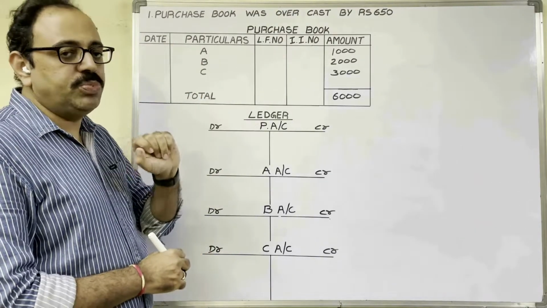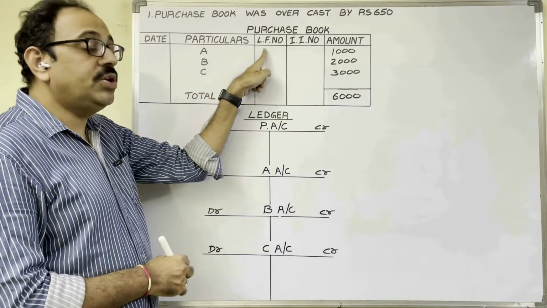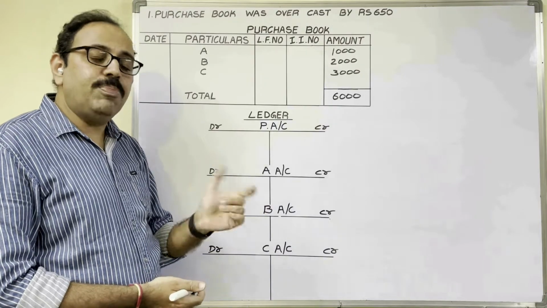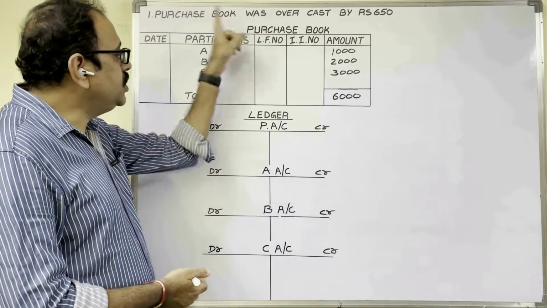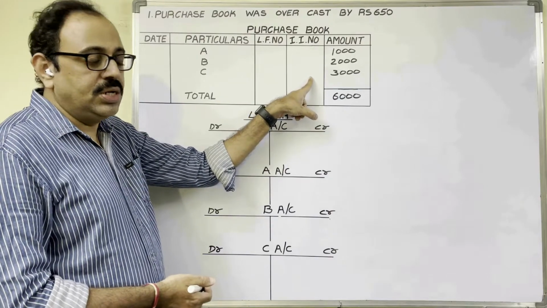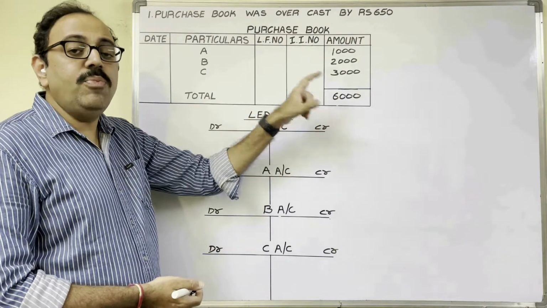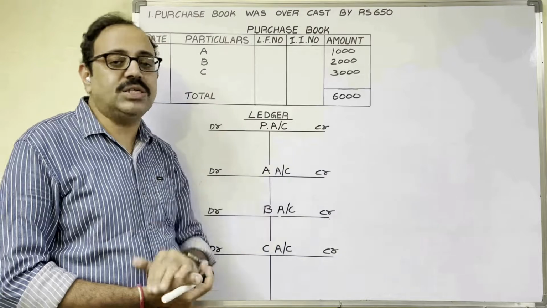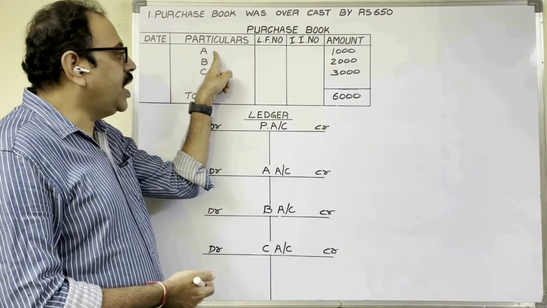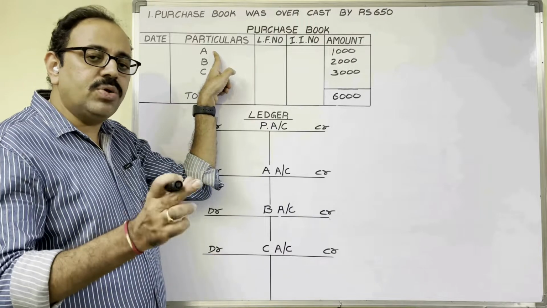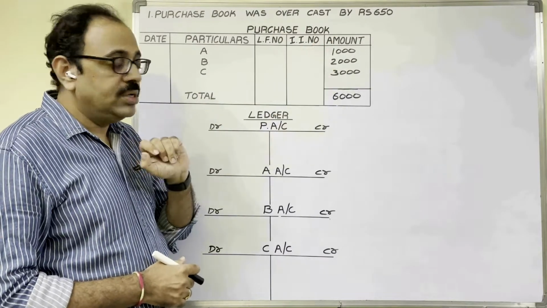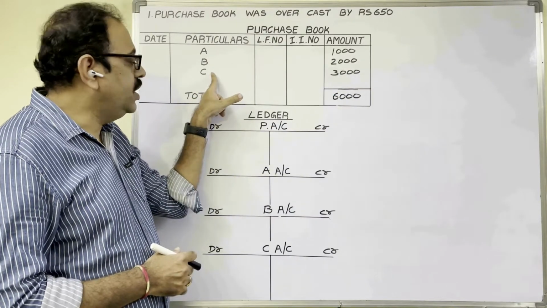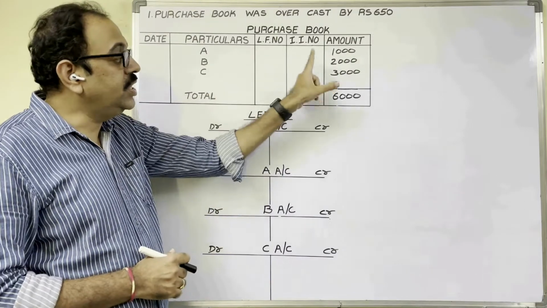This is the format of the purchase book: date, particulars, ledger folio number, inward invoice number, and amount. As these are credit purchases of goods, in the purchase book we have written these 3 transactions. Total 6000 rupees. If you maintain a journal, then for each transaction a separate journal entry we should pass in the journal book. Purchased goods from A on credit. Entry will be purchases account debit to A account, 1000. For this, purchases account debit to B account, 2000. Here, purchases account debit to C account, 3000.